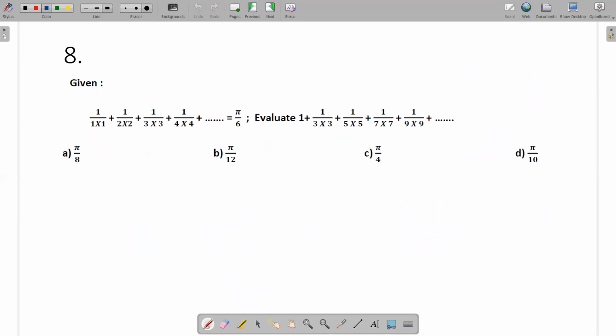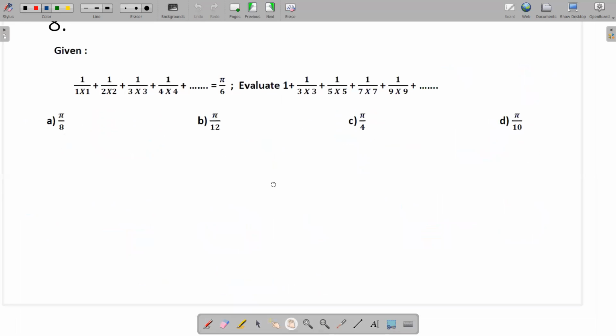That is the eighth question. You are given 1 by 1 square plus 1 by 2 square plus 1 by 3 square plus 1 by 4 square plus etc. The total adds up to give you pi by 6. You are asked to find what is 1 plus 1 by 3 square plus 1 by 5 square plus 1 by 7 square plus etc. in that logic. Okay. So let's get going.